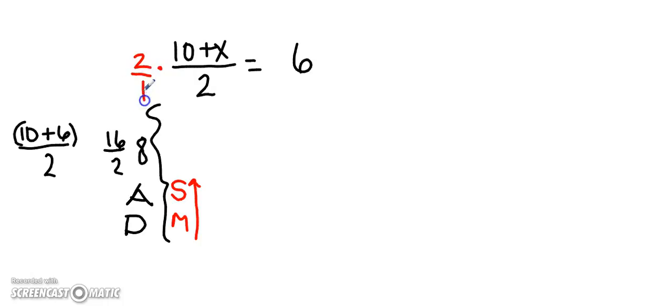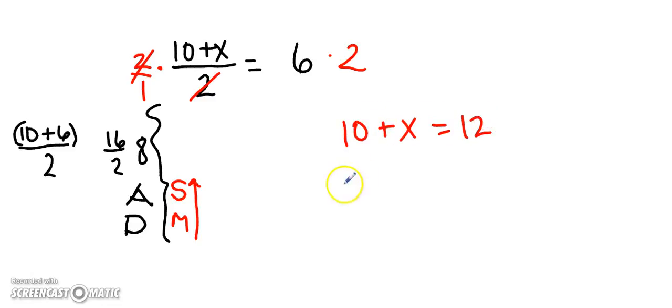Let's look at what happens when I do that. I'm pretty sure that that cancels out with that. If you don't know why, please come see Miss Maury in the morning. It's easy to help you with that. But if I multiplied this side by 2, I have to also multiply this side by 2. So I'm pretty sure I get 10 plus x is equal to 12.